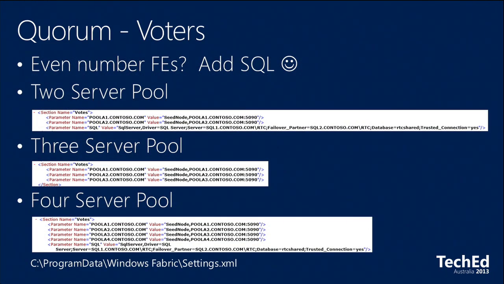If you'd like to see or determine where those quorum nodes are and whether or not SQL is being used, you can go to the ProgramData Windows Fabric Settings.xml file, and in here you can see the section name under Votes, and you'll see the servers that are identified as part of the pool. If we have an even number, as shown in the 2 server and the 4 server pool, you'll see that the SQL server is added to make that an odd number of votes, or an odd number of members, because once we have an odd number of members, it's easy for us to define a majority for that pool setting.